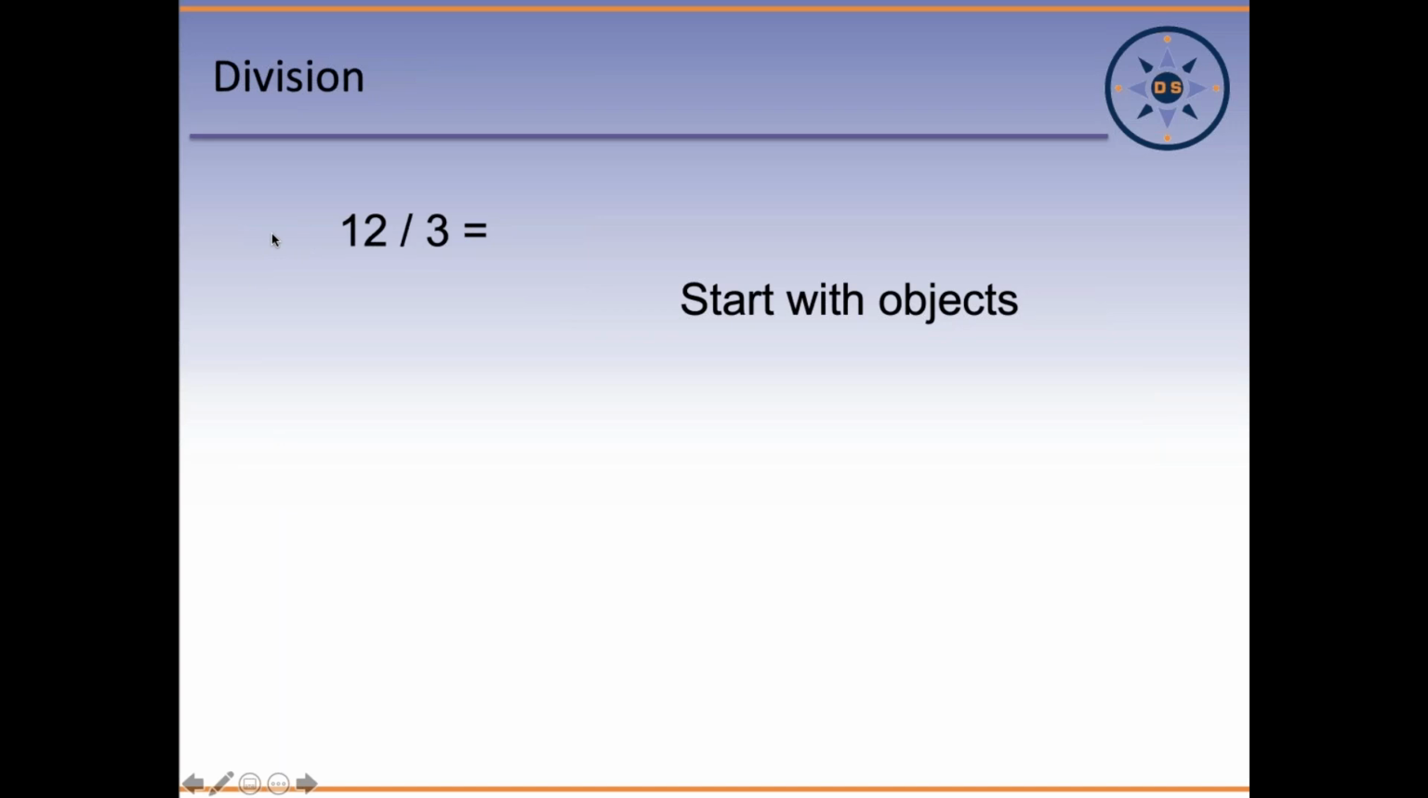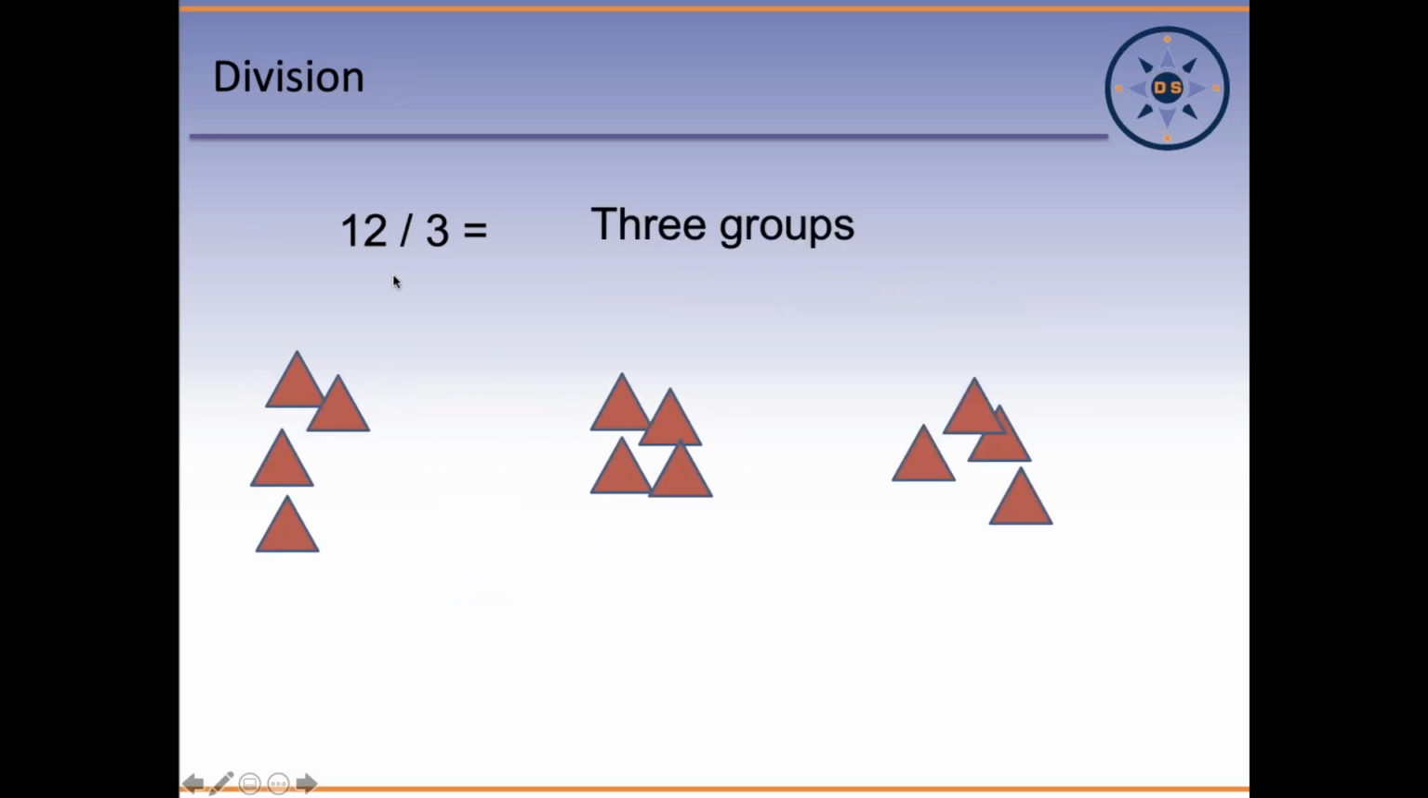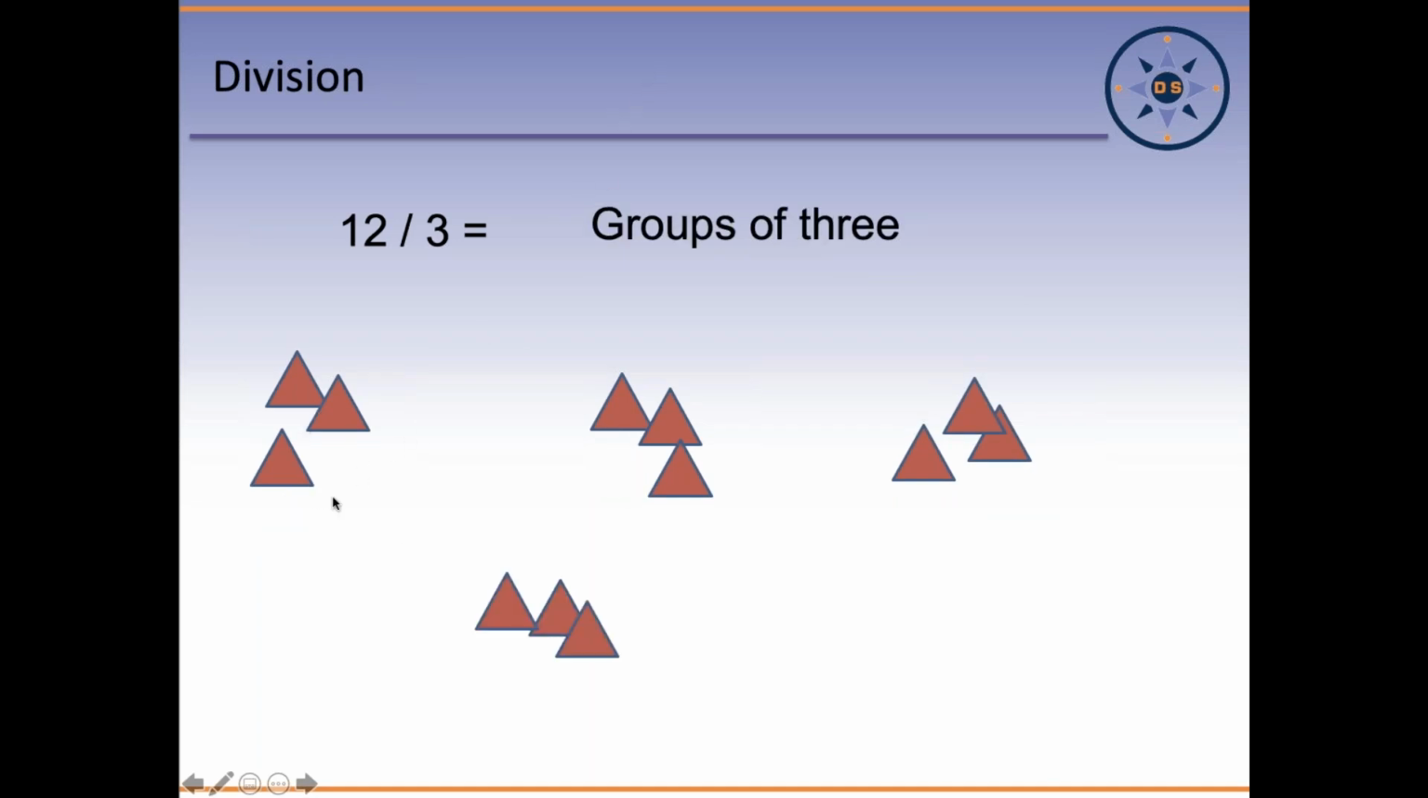Division is just the opposite of multiplication. You start with objects. Give them 12 objects and have them put them into groups of 3. So 12 divided by 3. How many groups do you have? It's 4. I know there are some programs that teach that if it's 12 divided by 3, it must be 12 divided into 3 groups. And that isn't really correct.